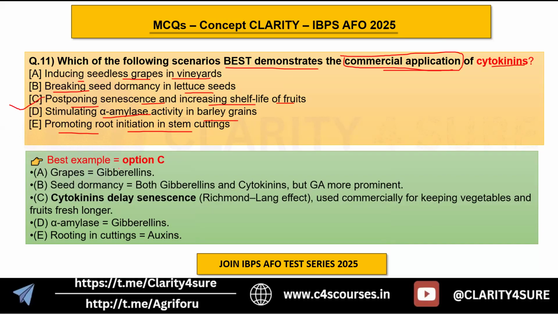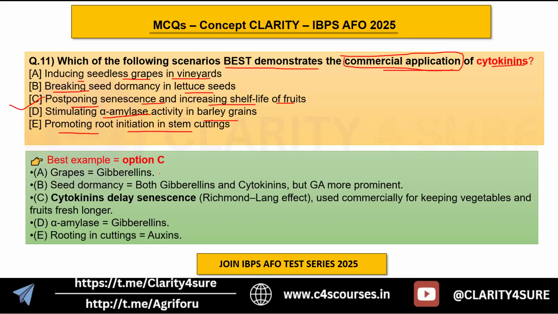Let's see why the other options are not correct. Other options are also there, but the most appropriate or most used application of cytokinin is the postponing of senescence and increasing the shelf life of the fruits.